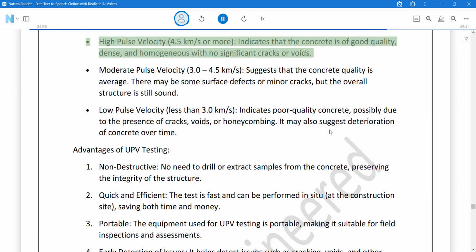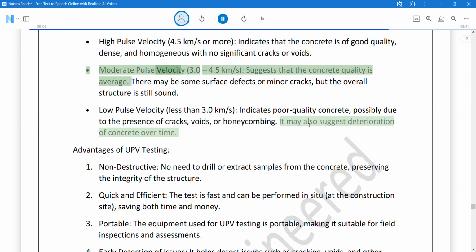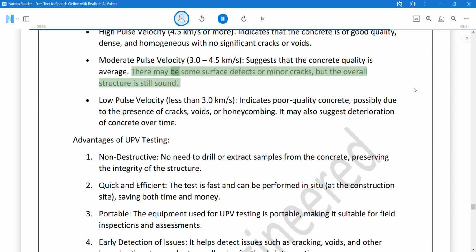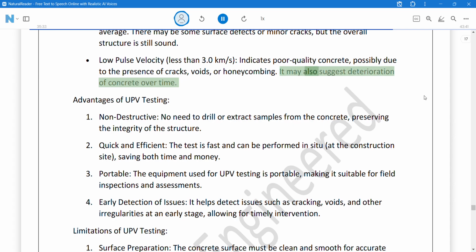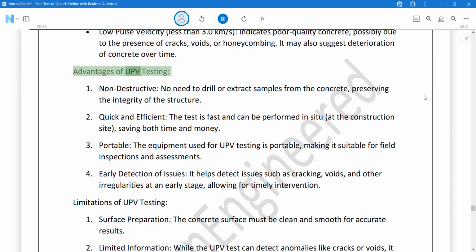Interpretation of results. High pulse velocity indicates that the concrete is of good quality, dense, and homogeneous with no significant cracks or voids. Moderate pulse velocity suggests that the concrete quality is average. There may be some surface defects or minor cracks, but the overall structure is still sound. Low pulse velocity indicates poor quality concrete, possibly due to the presence of cracks, voids, or honeycombing. It may also suggest deterioration of concrete over time.